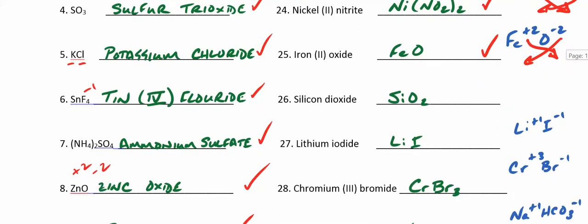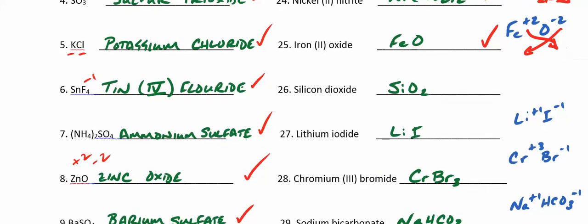Let's go on to number 26. Number 26 is silicon dioxide. Remember, if you see a mono or a di or tri, you're back to covalently bonded compounds. That's what we've got here. It's not monosilicon dioxide, it's just silicon dioxide. So I just write SiO2 for number 26, just like that.